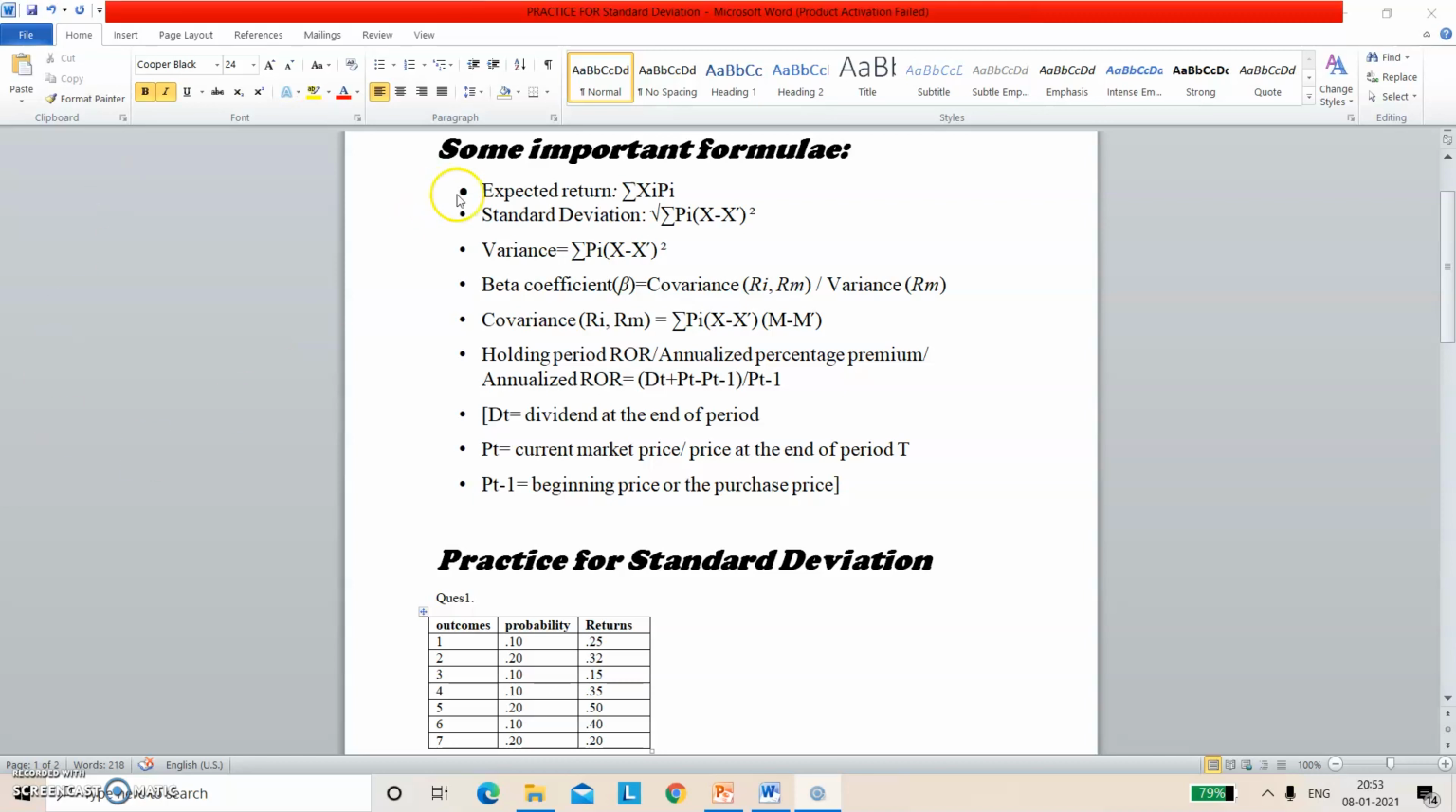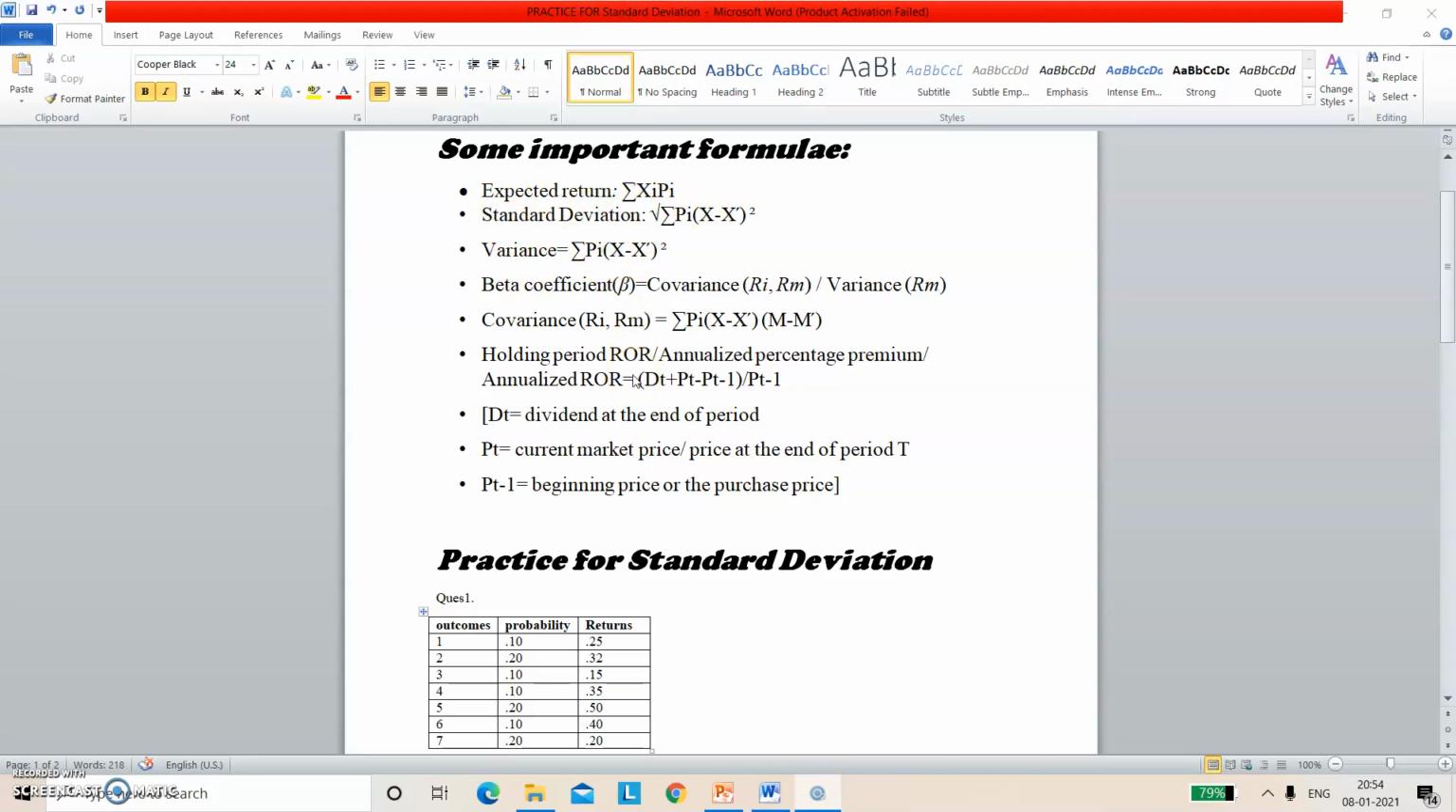So as you can see here, we have done this formula. This is a list of formulas which we are going to cover in these 3-4 videos. First we have done the expected return. Now the second is the standard deviation. The formula for this is the square root of the summation of pi into (xi minus x bar) whole square, where pi stands for the individual security's probability, x is the individual security's return, and x bar is the expected return. And the variance is nothing but the square of the standard deviation.